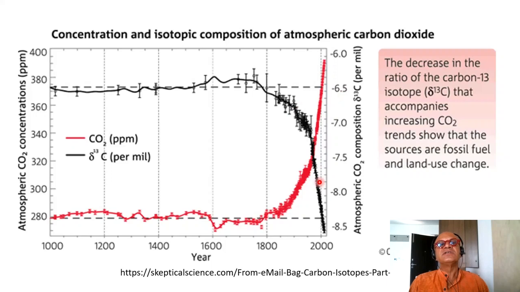Why? Because the organic matter that we are burning, whether it's coal or other forms, oil, natural gas, whatever, biomass, is depleted in C13 because it is produced via photosynthesis which fractionates towards C12. So this is a beautiful example of how we can show that increased fossil fuel burning is in fact the reason for the increase in CO2, and we can prove it by showing the changes in delta C13.